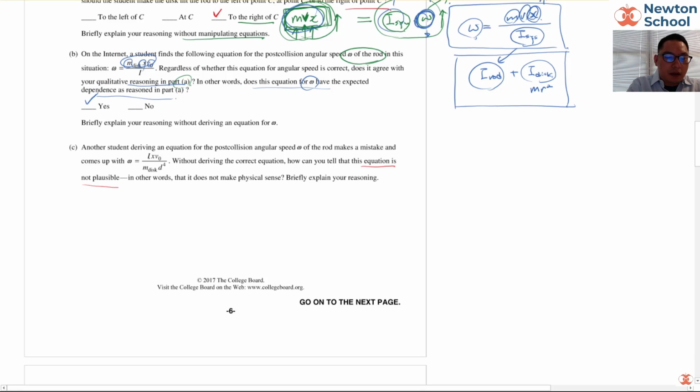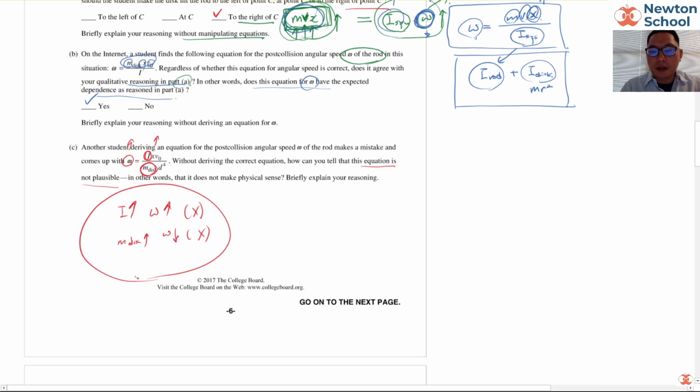Well, first of all, I is in the numerator, so the bigger the I, the bigger the omega. That doesn't make sense because I is inertia, right? So I goes up, omega goes up. That does not make sense. And remember, m disk determines how much momentum you had initially. So if m disk goes up, your final omega has to go up. So if m disk goes up, omega goes down. That also doesn't make sense. So you can explain like that, right?